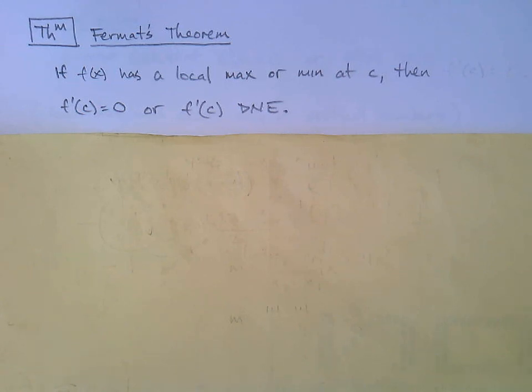It says if f of x has a local max or local min at c, then one of two possibilities: either f prime of c equals 0, or f prime of c does not exist. Okay, so this is kind of like one of those theorems where you're like, oh, I wish I could have lived back in those days, because I could have said that. That's nothing really earth-shattering at all. But let's explore a little bit with some pictures. So we're saying if there's a local max or a local min, then either the derivative there is 0 or the derivative there does not exist.